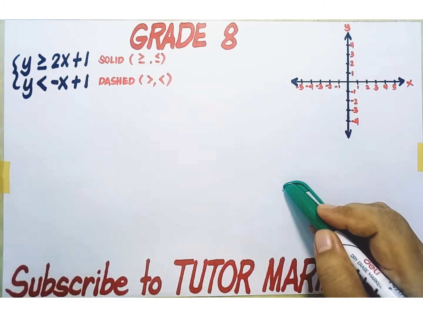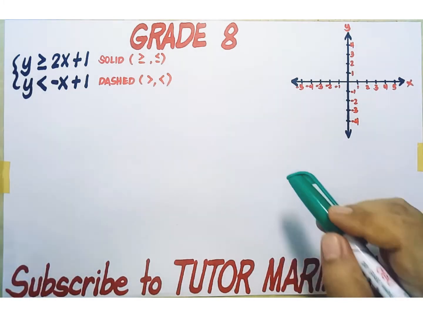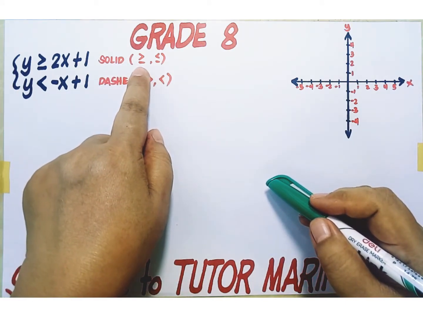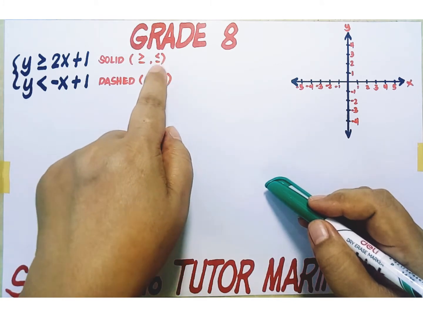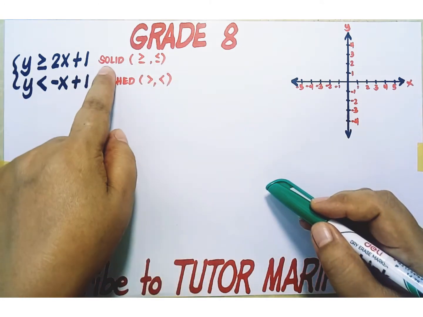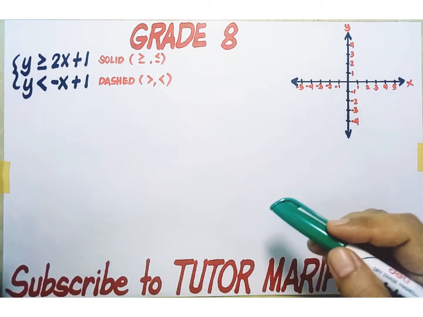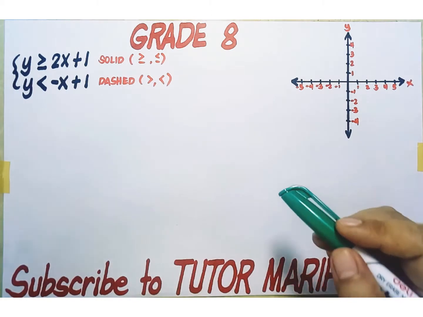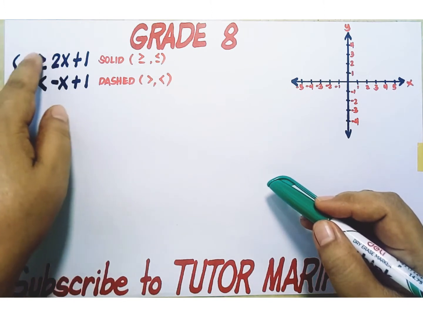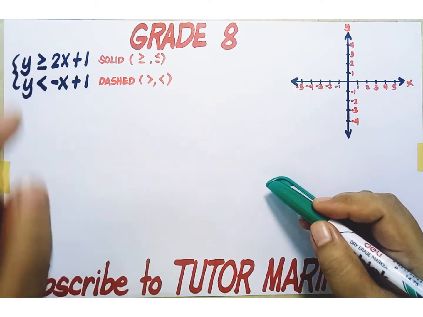When graphing linear inequalities, determine first whether you are going to use a solid boundary line or a dashed boundary line. We use a solid boundary line when the given inequality symbol is greater than or equal to or less than or equal to. In other words, if there is an equal component to the symbol, we use a solid boundary line. A solid boundary line indicates that the points on the boundary line are included in the solution set of the inequality. For the first inequality, the symbol used is greater than or equal to, therefore, we are going to use a solid boundary line.